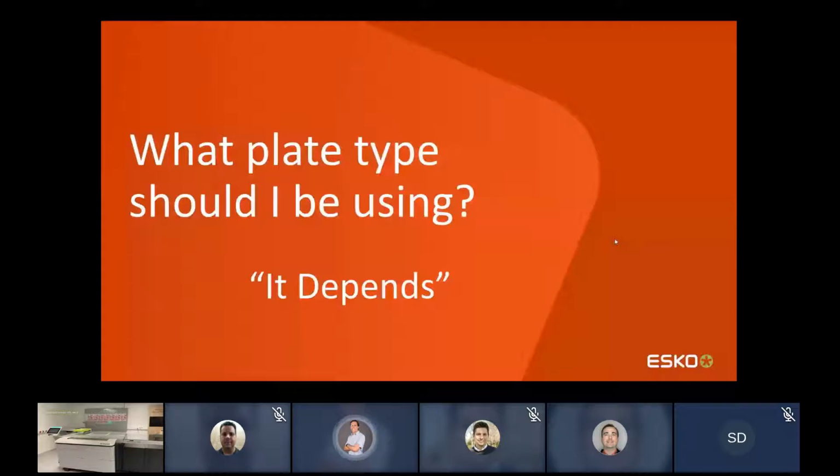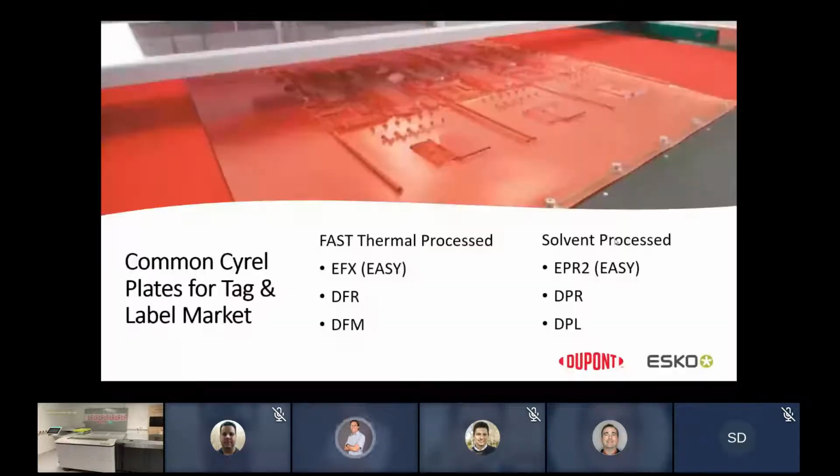And I always joke with this answer of "it depends" in the Flexo industry, but it really is an answer I feel like we could use for like 90% of questions that we're asked, just because there's so many variables in the Flexo process. So it really does depend on your process, on your substrate, your press, your printing environment, what plate is going to work best. I always recommend going through an optimization testing phase for choosing a plate. But here we have some just common plates that we see in the tag and label market.